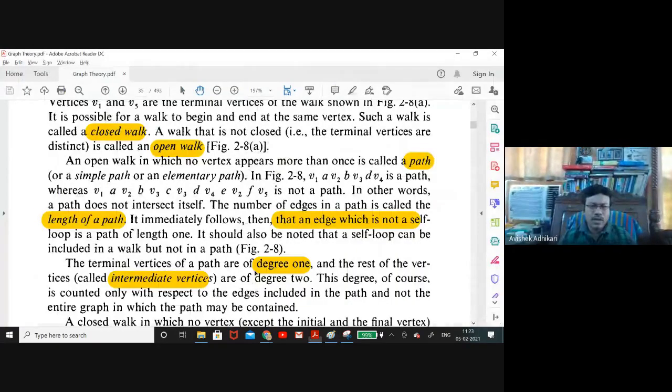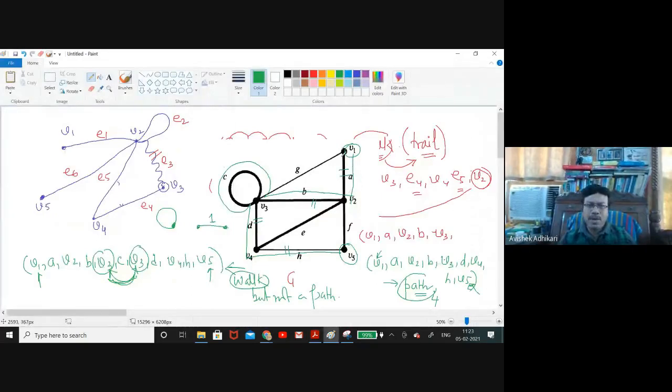Okay. The terminal vertices of a path are of degree 1 and the rest of the vertices, called the intermediate vertices, are of degree 2. Now you can understand, if you consider a path like this, then the terminal vertices must be of degree 1, but all the intermediate vertices have degree 2.